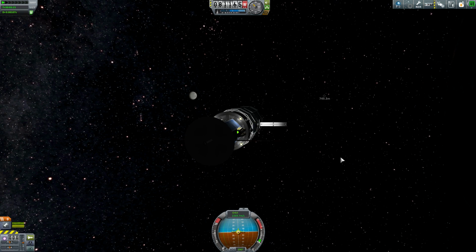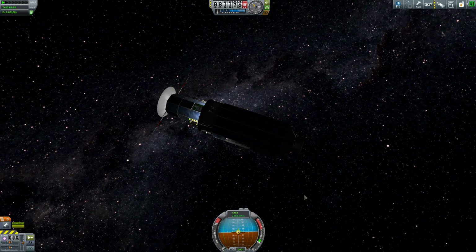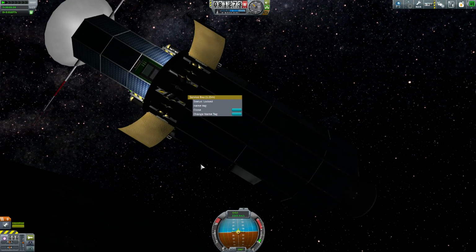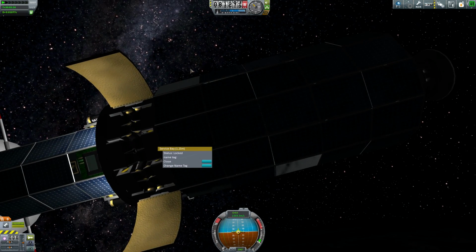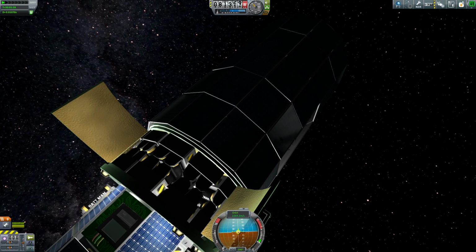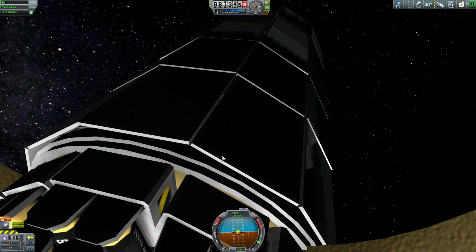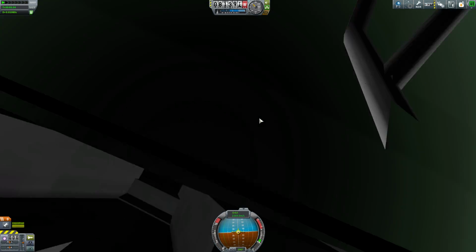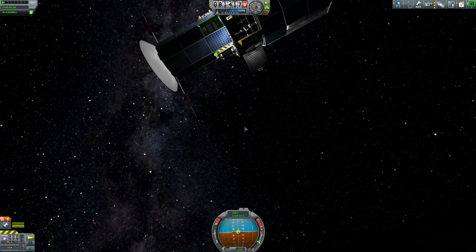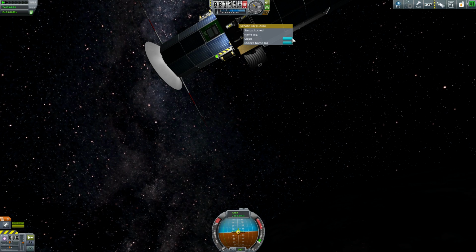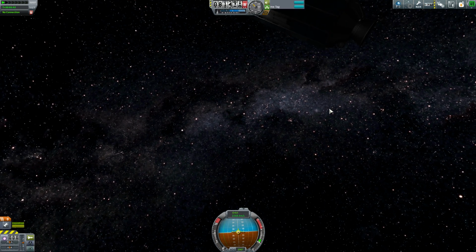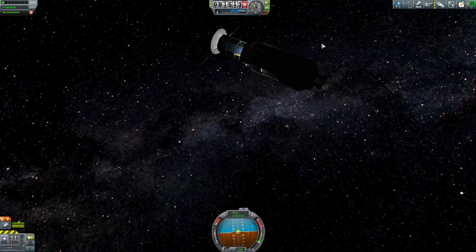Now the thing is that this requires a ridiculous amount of power, and that is why we have this service bay. If we zoom in here, there we go. You can see there's a probe core inside there, which I don't think I can even actually get at. And then we've just got all of these batteries surrounding the thing, giving us a ridiculous amount of electric charge. And then of course we had to really deck this whole thing out in solar panels. Okay, come on, there we go.